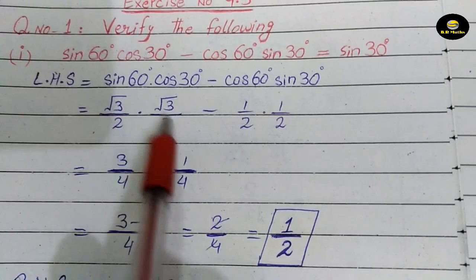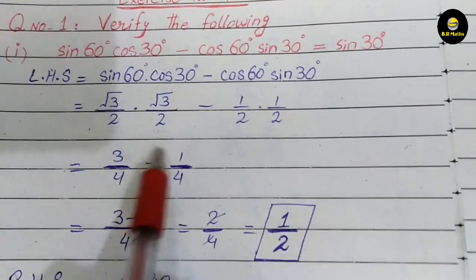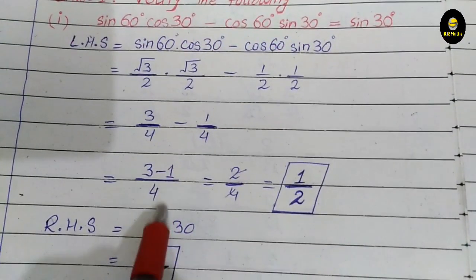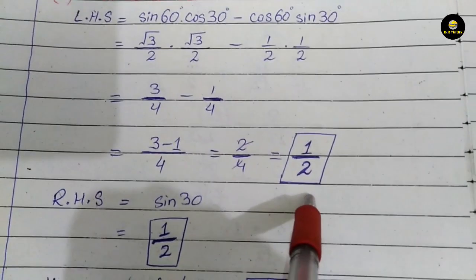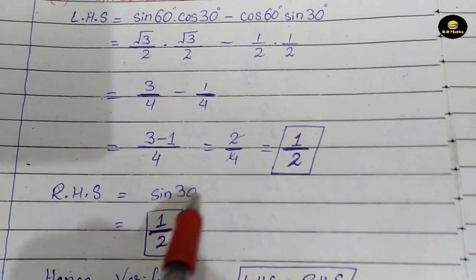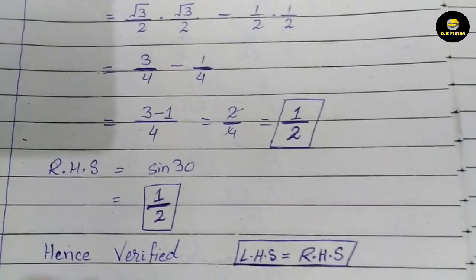Now after calculation, square root 3 times square root 3 becomes 3 over 4, and then 1 over 4. 3 minus 1 over 4 is 2 over 4, and after calculation it becomes 1 by 2. And take the right hand side, sin 30, and the sin 30 value is 1 by 2. Hence verified, the left hand side equals the right hand side.